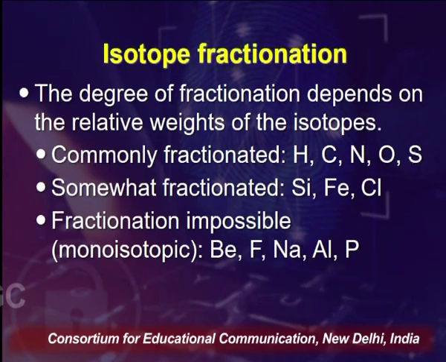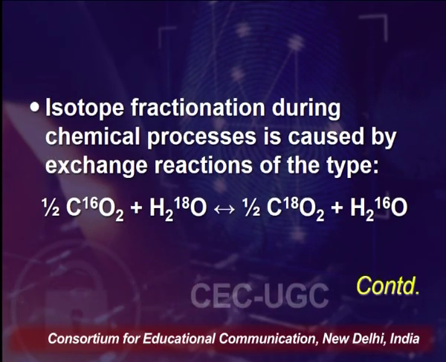Commonly fractionated are hydrogen, carbon, nitrogen, oxygen and sulfur. Somewhat fractionated are Fe, iron, and chlorine, and fractionation is impossible in Be, fluorine, sodium, aluminium, phosphorus. So, depending upon what kind of material is there and whether fractionation is possible, we can use it accordingly.